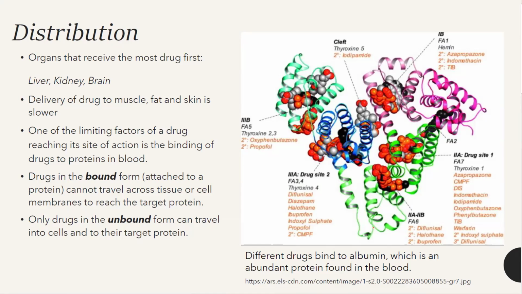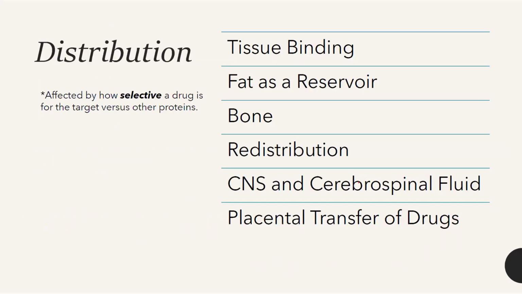Delivery of the drug to the muscle, your fat and your skin are going to happen very slowly. One of the limiting factors in a drug reaching its site of action is the binding of drugs to proteins in the blood. Drugs in the bound form, attached to a protein, cannot travel across the tissue or a cell membrane to reach the target protein. Only drugs in the unbound form can travel into cells and to their target proteins. So, when it comes to distribution of a drug, what we've got to know about are these different places within the body that the drug can go.